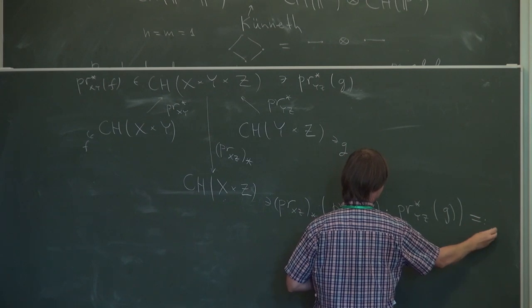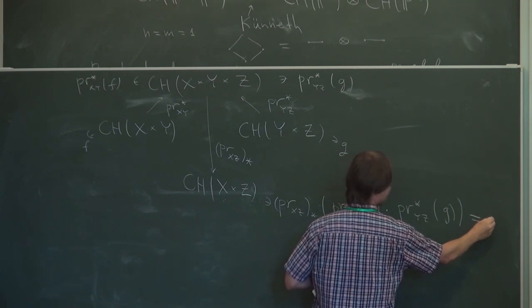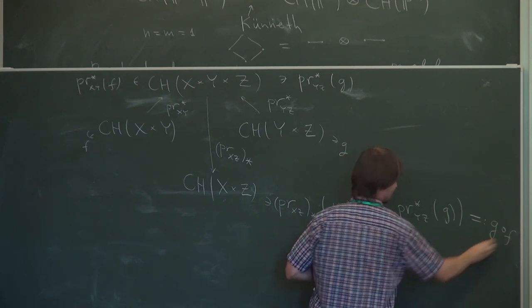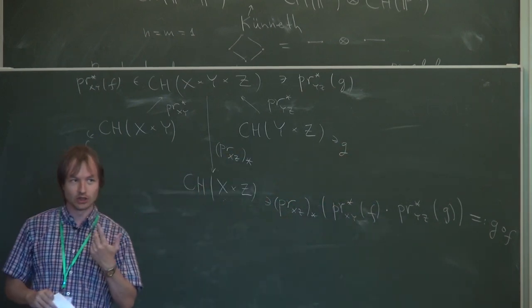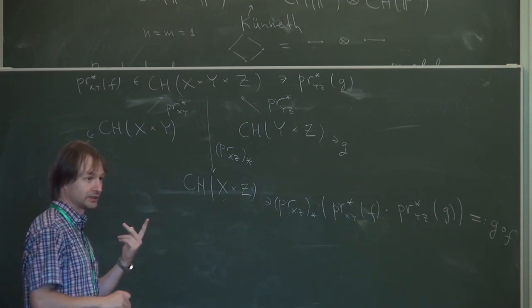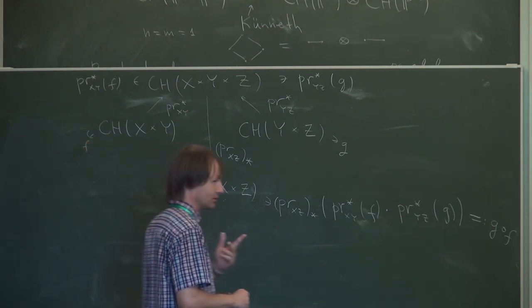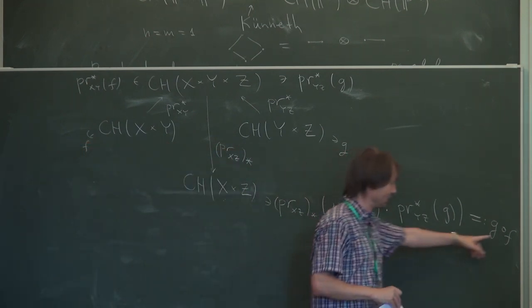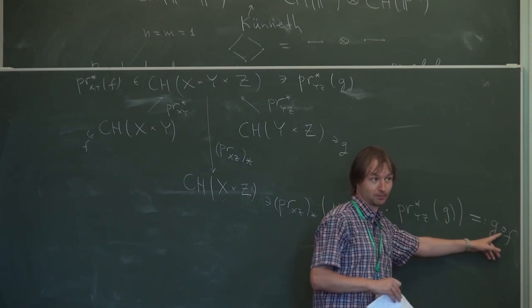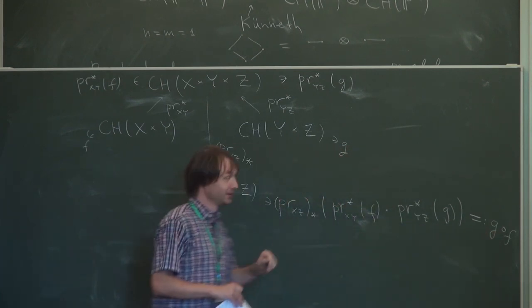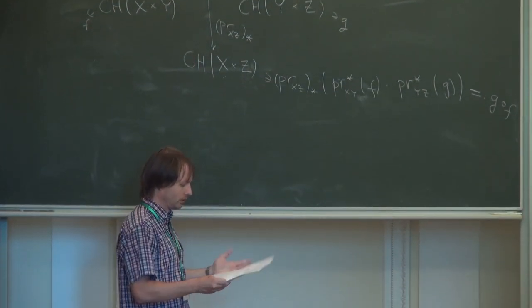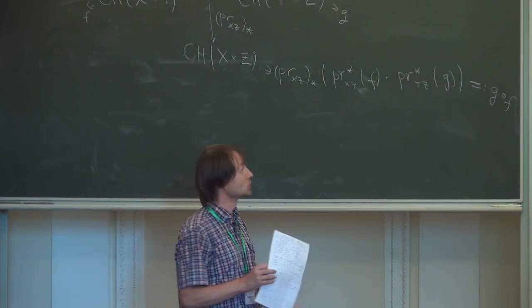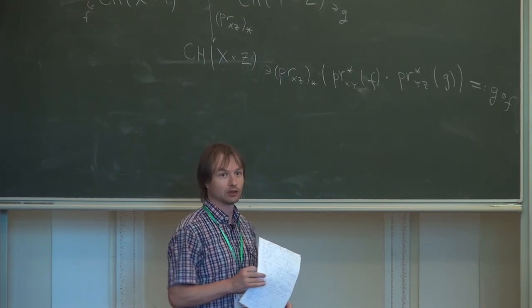Which is called f times g times f. Well, actually, note that now we have three operations: plus, usual multiplication, so intersection product, plus this tricky composition product. Okay. Well, that's it. So that's the definition of the category of correspondences.